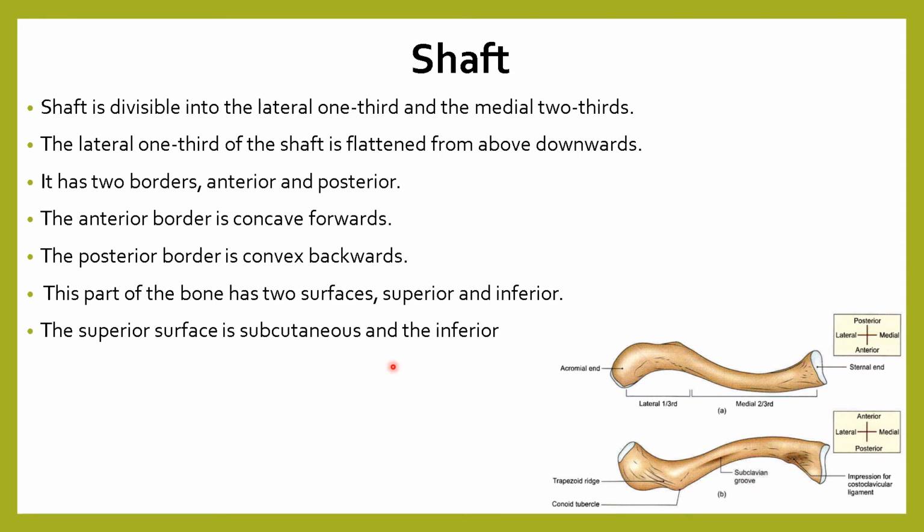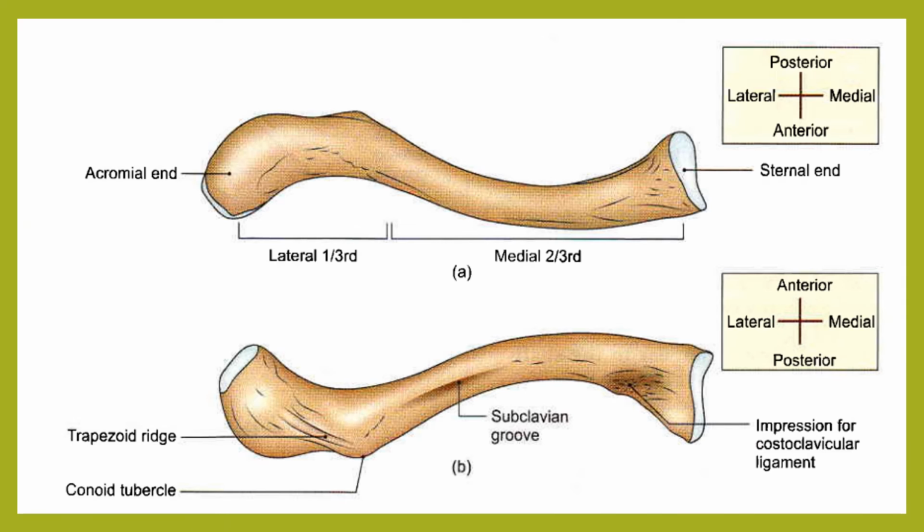Superior surface is subcutaneous and the inferior surface presents an elevation called the conoid tubercle, and there is a ridge called the trapezoid ridge. You can see clearly, there are two borders, anterior border and posterior border. This is the superior surface, this is the inferior surface. In the inferior surface there is a tubercle called the conoid tubercle, and there is a ridge called the trapezoid ridge. This is all about the lateral one third of the clavicle.